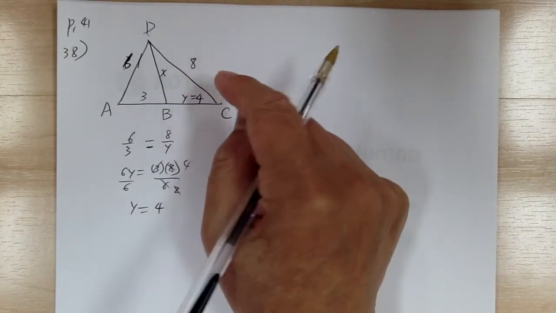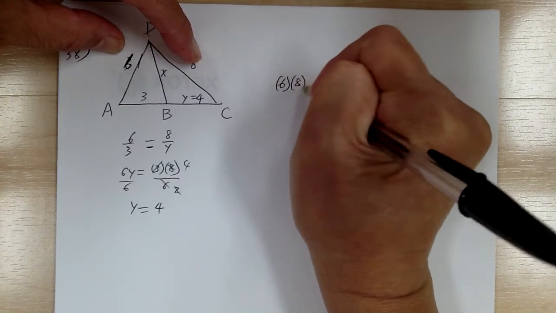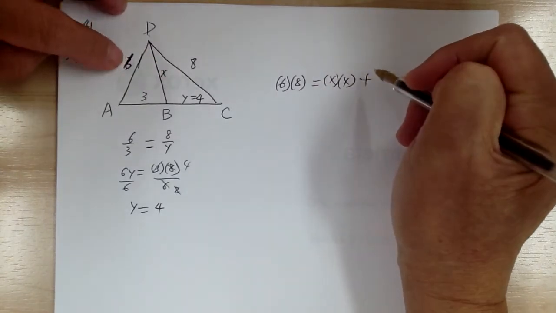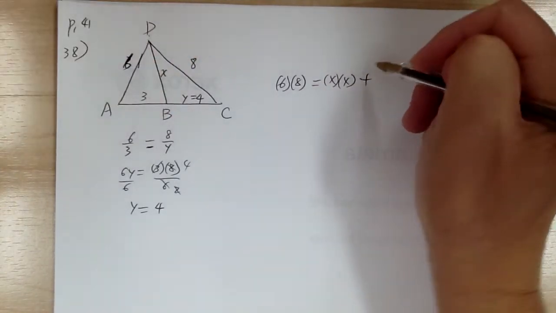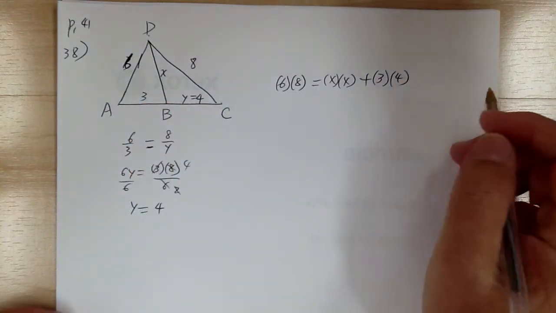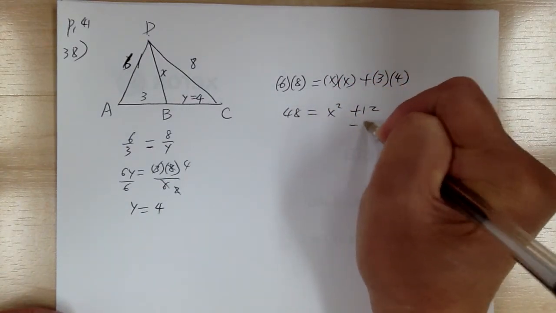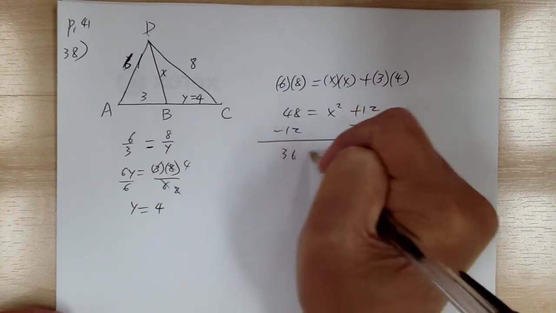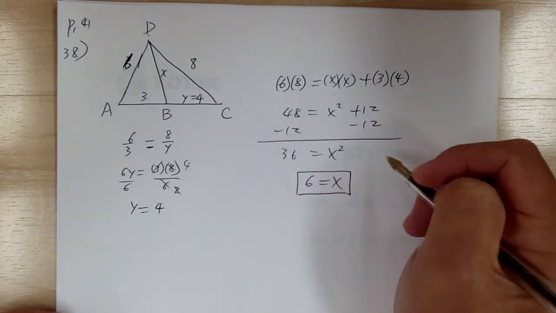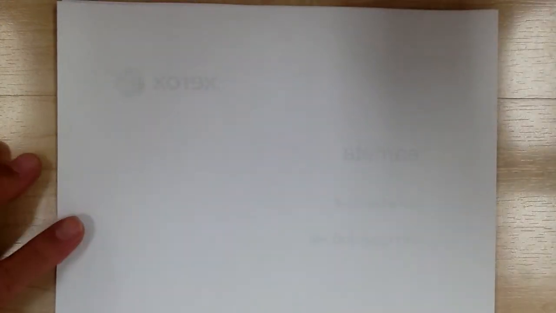Now we can apply Stewart's theorem. The way to do it is this times this will be 6 times 8. So this times this equals this times itself plus this times that. It's not too difficult to memorize. So you've got 48 equals x squared plus 12. Subtract 12 from both sides and take the square root, so x equals 6. Okay, let's go to the next one.